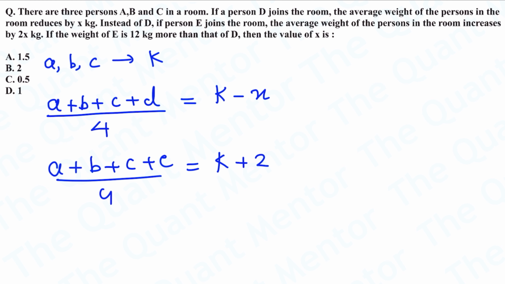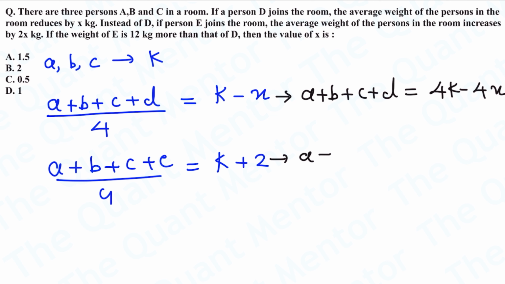I start by multiplying the second equation throughout by 4. It becomes A plus B plus C plus D is equal to 4K minus 4x. Similarly, I multiply the last equation again by 4. I get A plus B plus C plus E is equal to 4K plus 8x. Oh, I made a small mistake. This is 2x here. Yeah.